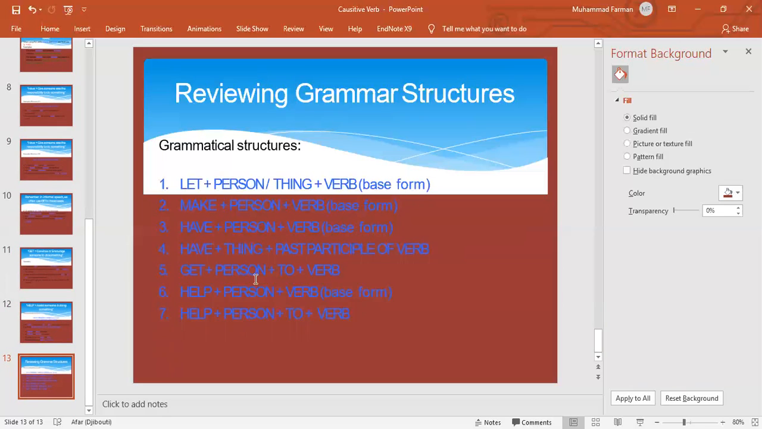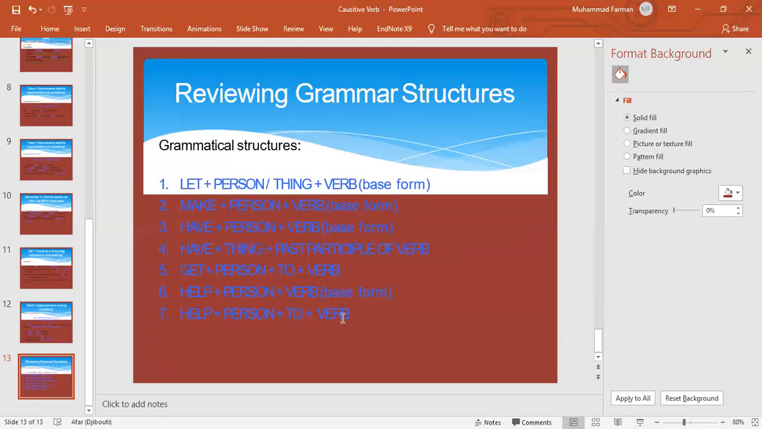Get plus person plus to plus verb. Again, जो verb यहाँ पर person get के साथ इस्तेमाल हो रहा है, ये भी base form के तौर पर इस्तेमाल हो रहा है. आप simply कह सकते हैं कि ये base form है. Again, help plus person plus verb base form. Help plus person plus to plus base form. और again हमारे पास ये verb के base forms हैं. लिहाजा just without have, we have all the verbs having the base form of the verb.